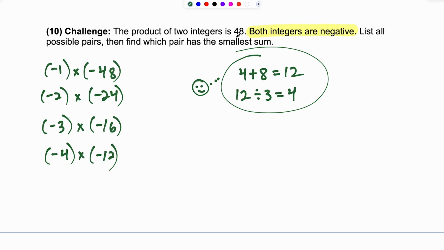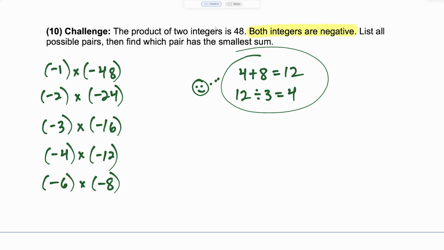If we go to negative 5 next, that won't work because 48 does not end in 5 or 0. And then we look at negative 6. We would have negative 6 times negative 8. Negative 7 won't work. If we look at negative 8 next, then it loops us back to negative 8 times negative 6. So this is the pair here. So this would give us the pairs of numbers that multiply to 48.